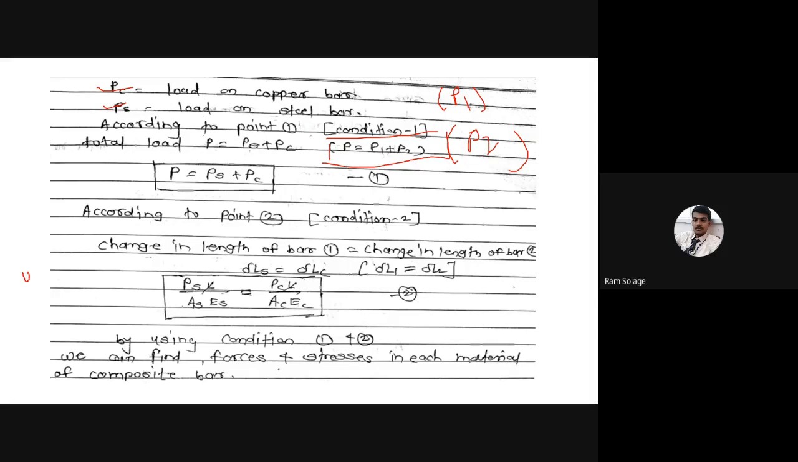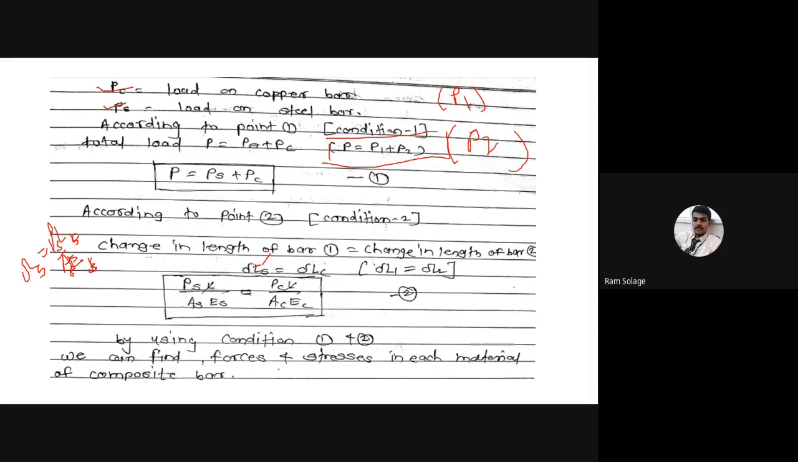What is the basic formula of delta L? That is delta L is equal to PL upon AE. Correct? This is the basic formula for change in deformation. So we have taken deformation for steel rod, so instead of delta L, we are putting delta LS. Instead of P, we are writing PS, LS, ES. Correct? But in this problem, L will be common.